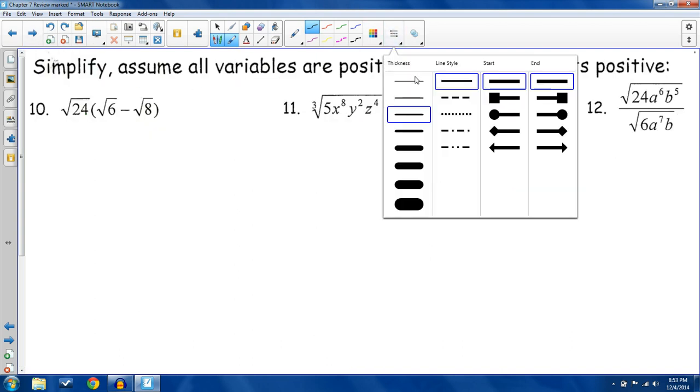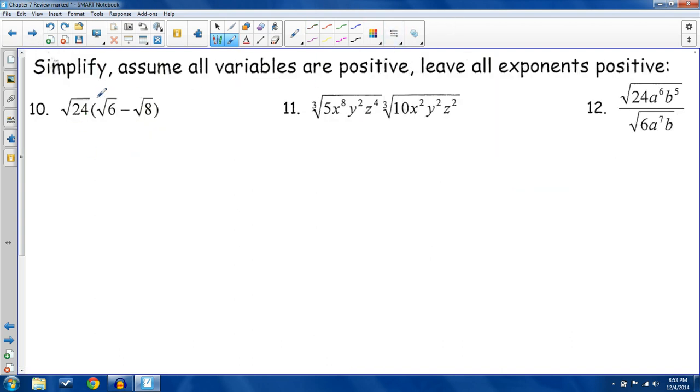Okay, number 10, you have a radical outside of this guy. We're just going to multiply these in. No biggie. But the question is, do you want to get a big number, take the square root of the big number, or do you want to work with something smaller? It's up to you. I'll show you a different way other than just doing 24 times 6 and trying to break that down. Let's look at this differently.